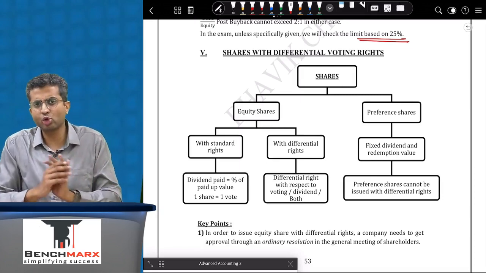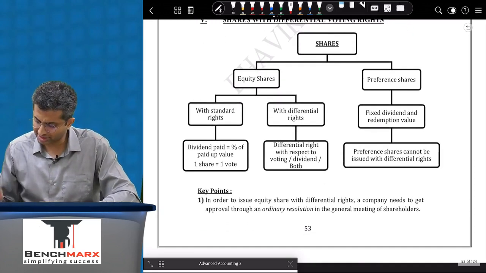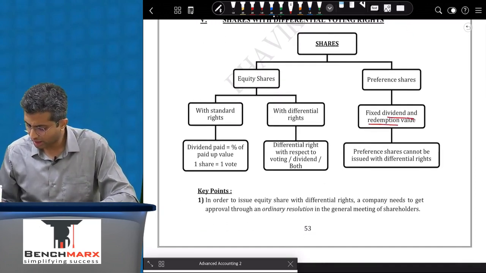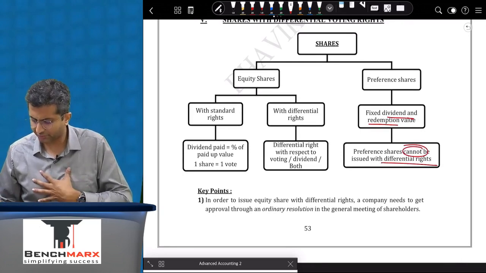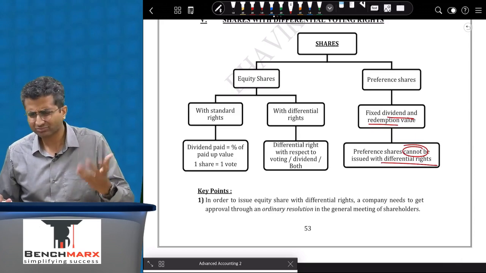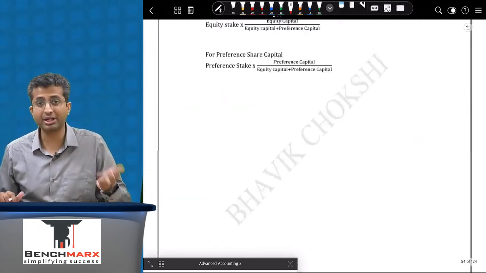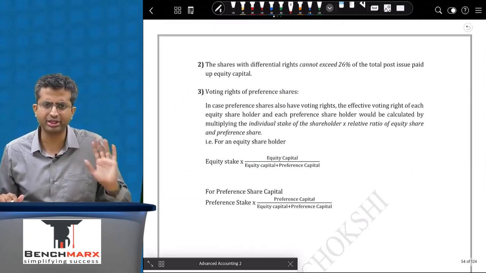They can be issued only for equity shares. For preference shares, there is fixed dividend and redemption value. Preference shares cannot be issued with differential rights. We have given the few conditions which are necessary. A theory question can come and has come on these grounds.